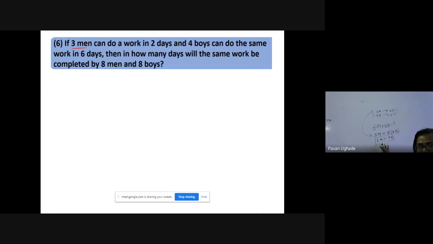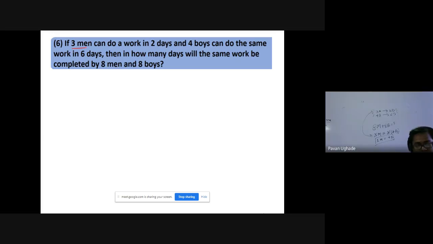Are you agreed with this? One man is able to perform 4 boys' job as per the given question. This is very important. If you understand, there is nothing left out in the question now. Class, did you understand? Yes, sir.